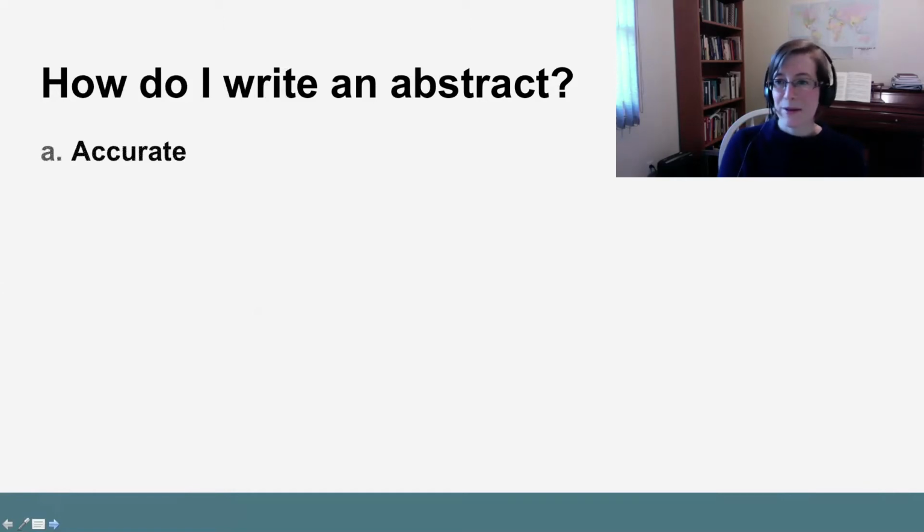So the first thing an abstract should be is accurate. It should actually reflect what is in your paper. It's not a place to put additional information, or information that you think your reader should know, but that didn't make it into your paper. That's not what an abstract is for. So you want to make sure that your abstract accurately reflects the paper that you wrote.